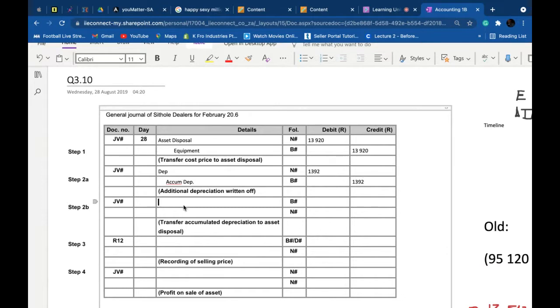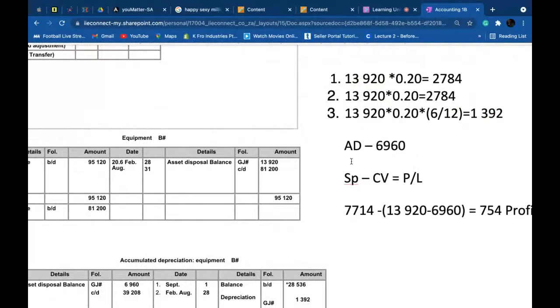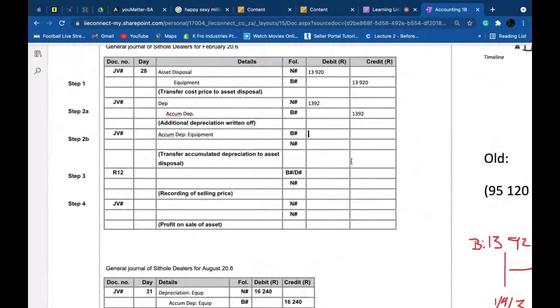1,392. Now that we've done that, we can go back to our usual process where we remove accumulated depreciation on the asset we disposed of. So we debit accumulated depreciation on equipment. This is the total accumulated depreciation that we've had on this asset, which we calculated to be 6,960. And you know that we're crediting asset disposal.